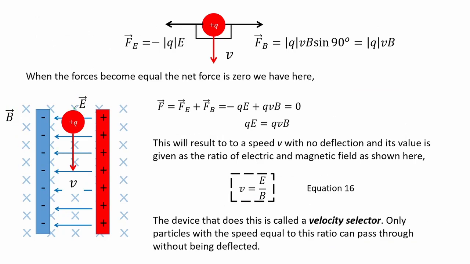When the forces become equal, the net force is zero. This will result in a speed v with no deflection, and its value is given as the ratio of electric and magnetic field as shown here in equation 16. The device that does this is called a velocity selector. Only particles with the speed equal to this ratio can pass through without being deflected.